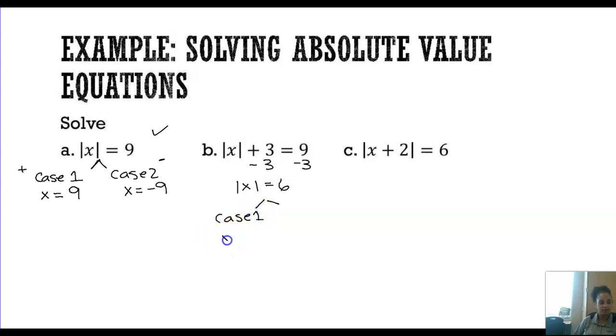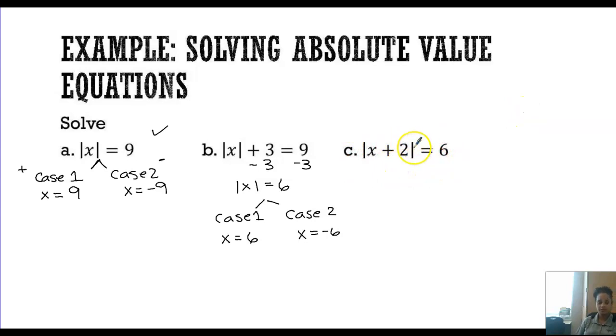I'm going to get rid of the absolute value braces and set it equal to +6. Case 2, my negative case. I'm going to get rid of the braces and say x equals -6. I could plug them in and see if they work. The absolute value of 6 is 6, plus 3 is 9. The absolute value of -6 is 6, plus 3 is still 9.